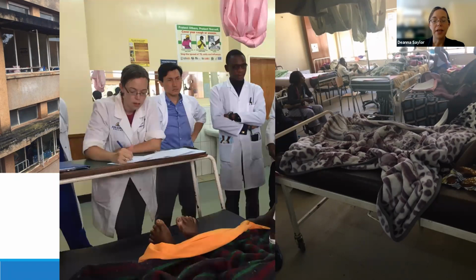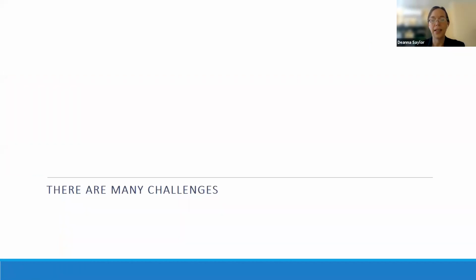And here's a picture of us on rounds. We often have visitors from the US joining us. We have medical students joining us. And then we have neurology residents that are helping us to care for these patients.